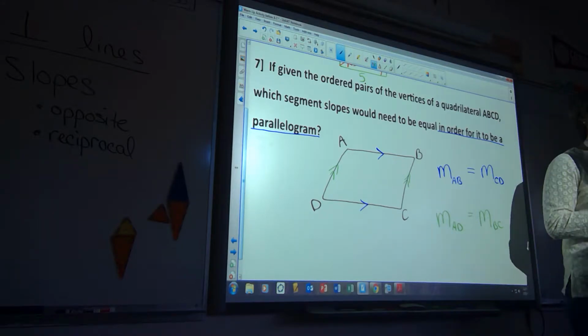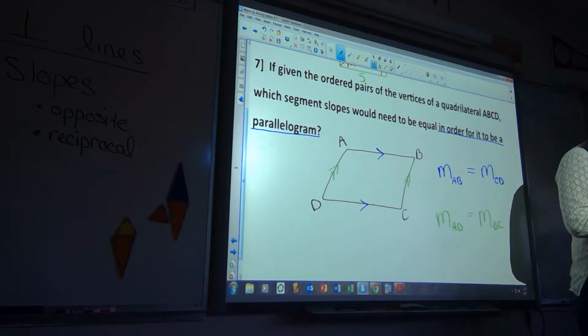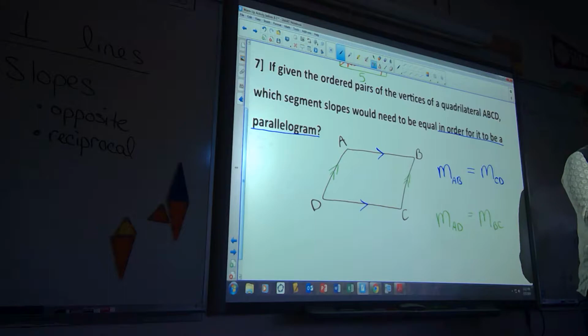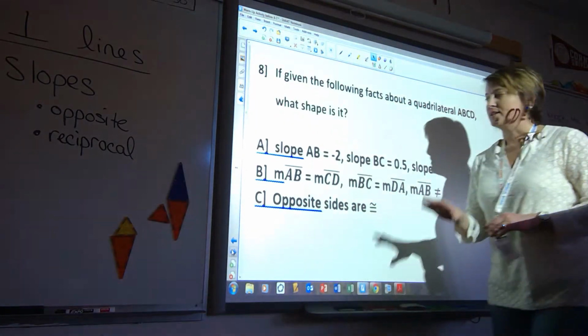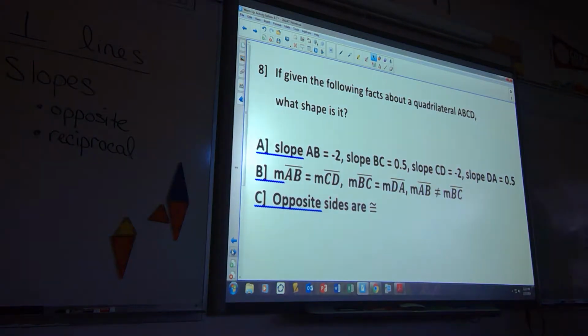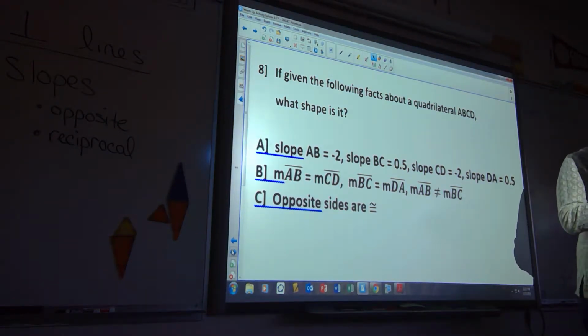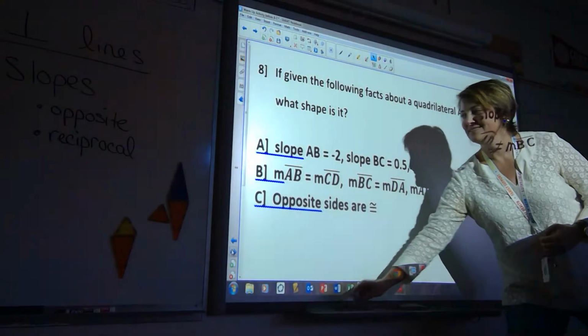This is the kind of thing you're going to have to look for in your homework. You're going to be asked to calculate slopes and then start to figure out what shape it is. All right, so something like this. Did anyone figure out what shape this was? A trapezoid? I think it's a rhombus.